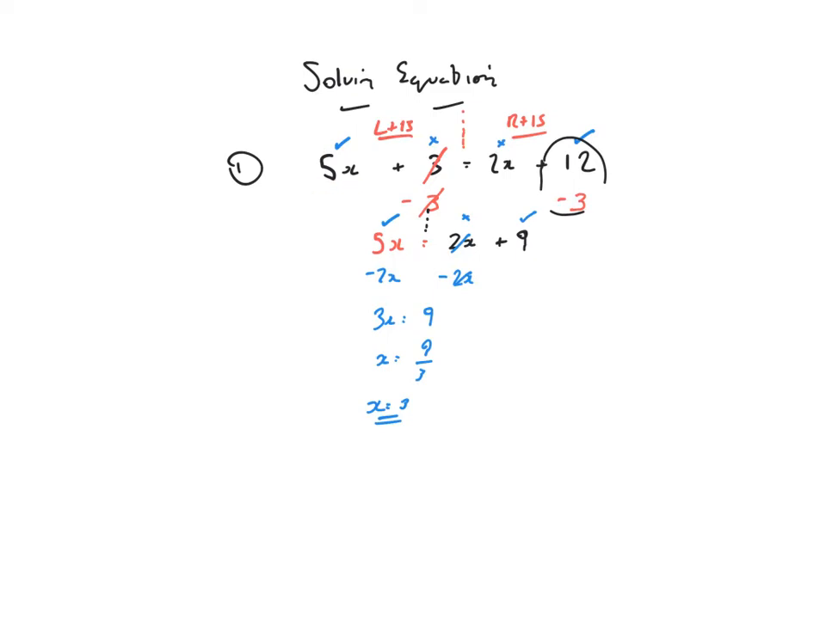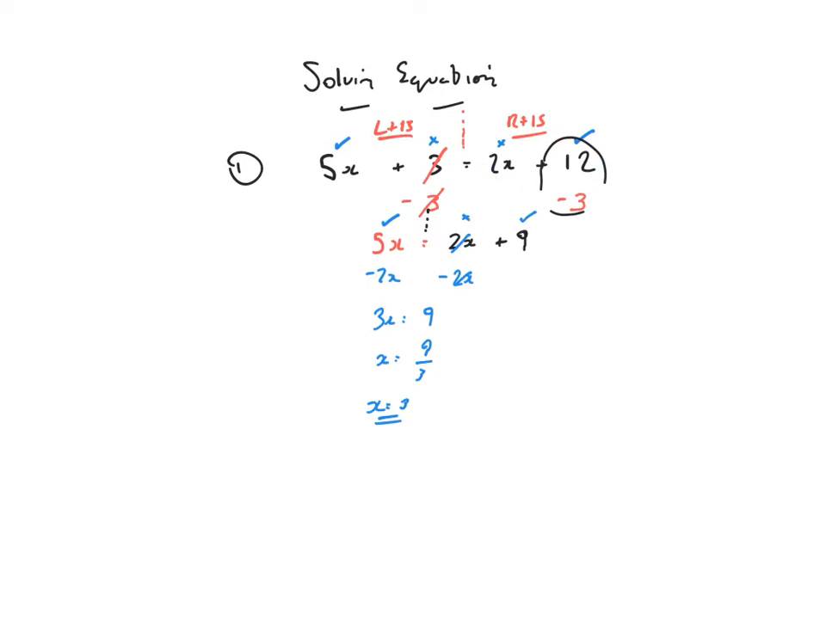5x is okay, leave it there, but I need to get rid of 3. So how do I eliminate plus 3? Take away 3, but I need to take away 3 from both sides. Then those 2 cancel out, leaving you with 5x. What you're left with on this side, you've still got 2x, and 12 take away 3 is 9.